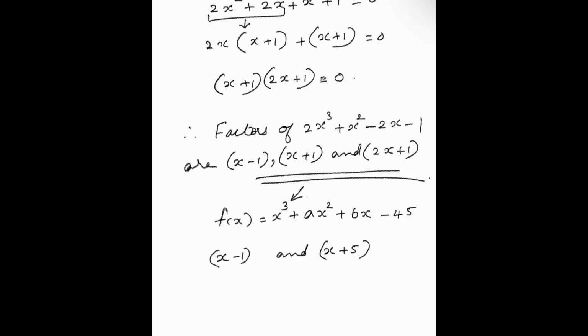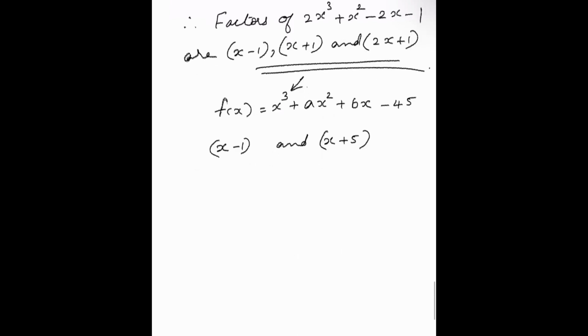So 2 factors are already given to you. Now you need to find out the third factor. But if you want to find the third factor, you need to first find out a and b. Find out a and b and then go and divide with this, you will get the answer. Okay, so let's try that.